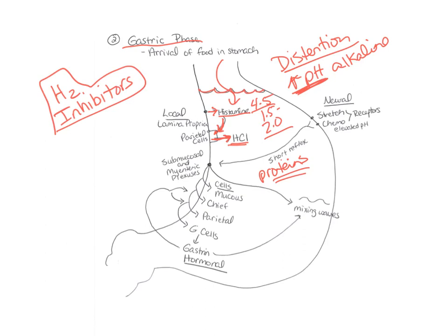There's also a neural response. The stretch receptors and the chemoreceptors in the stomach that are detecting these changes are going to trigger short reflexes in the submucosal and myenteric plexus. And these short reflexes are going to activate the secretions and activate the myenteric plexus to produce powerful contractions called mixing waves. The neural stimulation will also cause the release of gastrin, and plus gastrin is going to be released whenever there's the presence of proteins. And then gastrin also is going to contribute to those mixing waves.